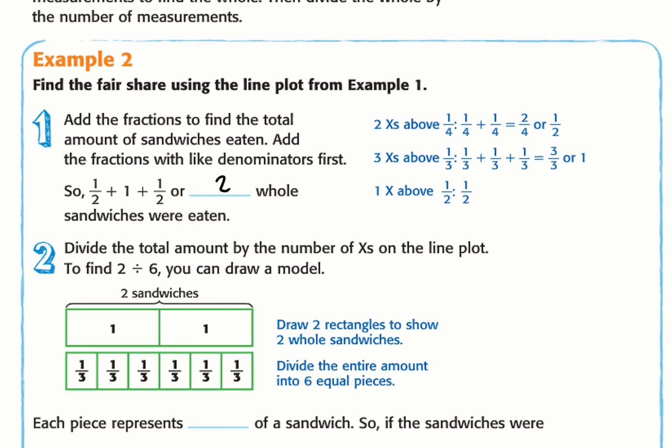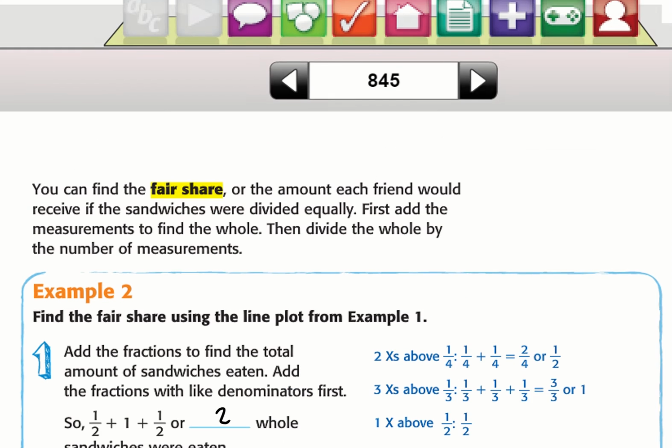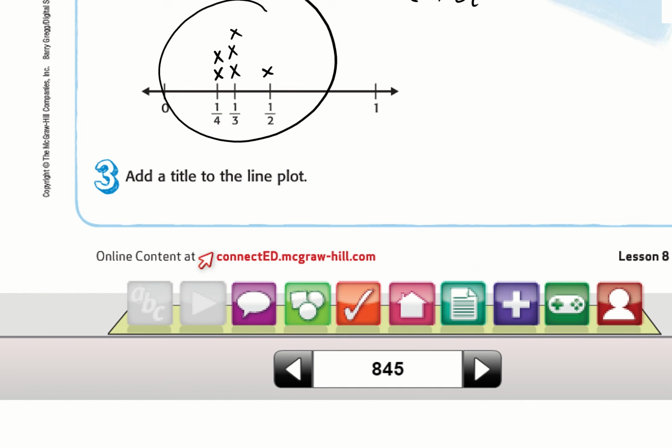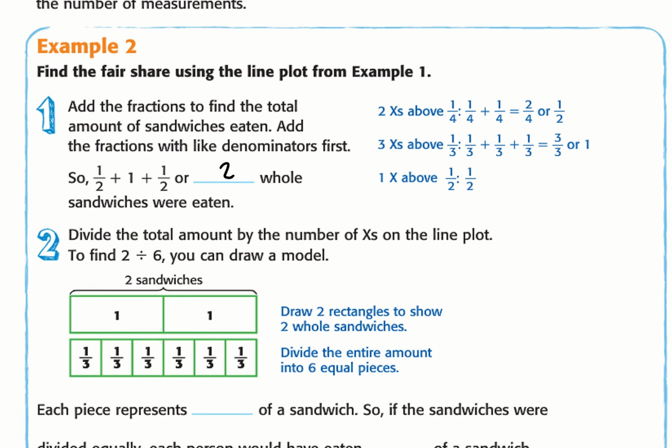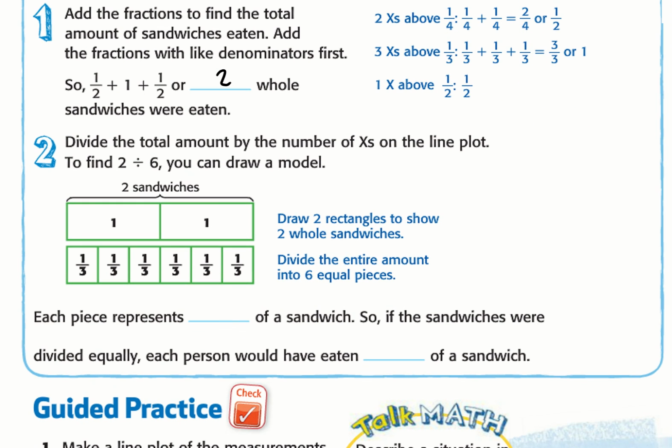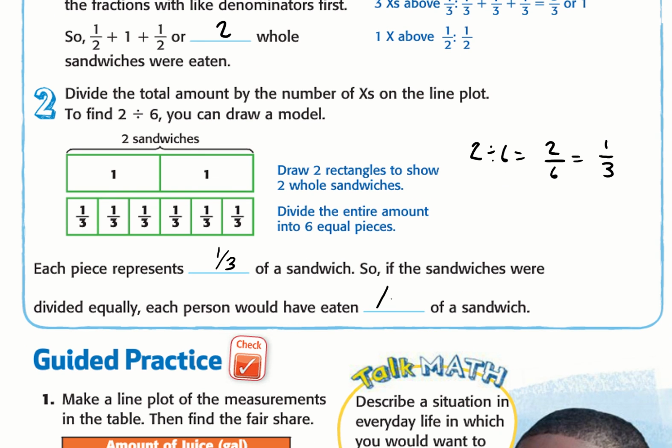Now, it says divide the total amount by the number of x's on the line plot. So since there's 6 numbers, we add them all. Now we're going to divide by 6 because there's 6 numbers. So we have 2 divided by 6, which is the same as 2/6. And that's going to equal 1/3. So each piece represents 1/3 of a sandwich. So if the sandwiches were divided equally, each person would have eaten 1/3 of a sandwich.